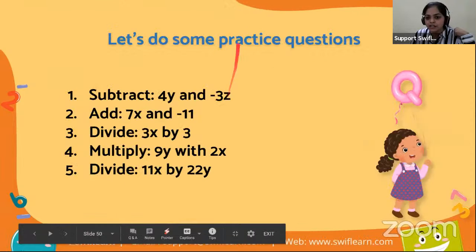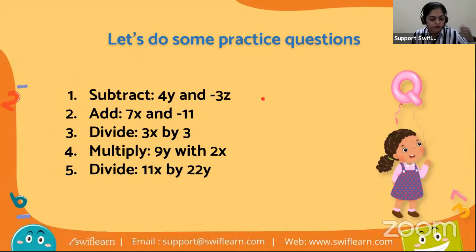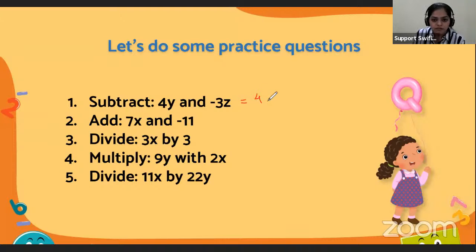So let's move to some questions and let's solve these questions together. And here are some practice questions for us. Okay. So are you all excited for these questions? Yes, actually we have learned everything, so we can solve all these questions together. Let's solve it together. First we have to subtract 4y and 3z. So what we have? 4y and we have to subtract this with 3z.